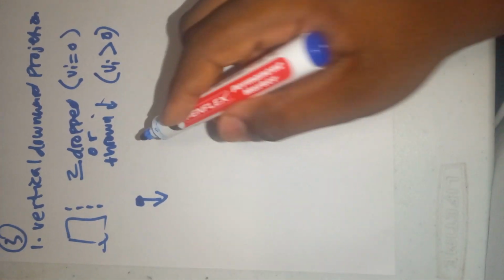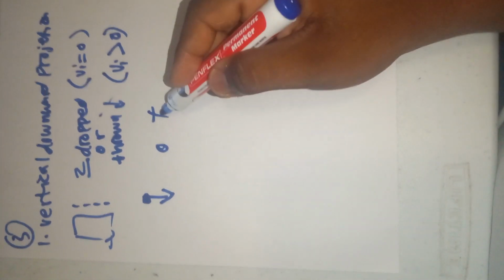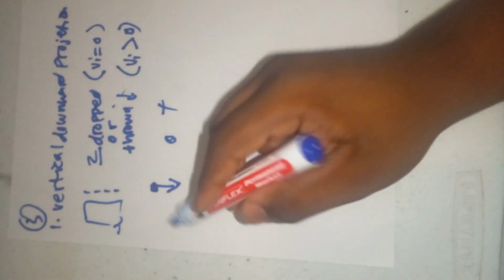The initial velocity can be 0 or positive, and then the displacement positive, and the acceleration, you know that it is 9.8 downwards. It doesn't change. So now let's continue.